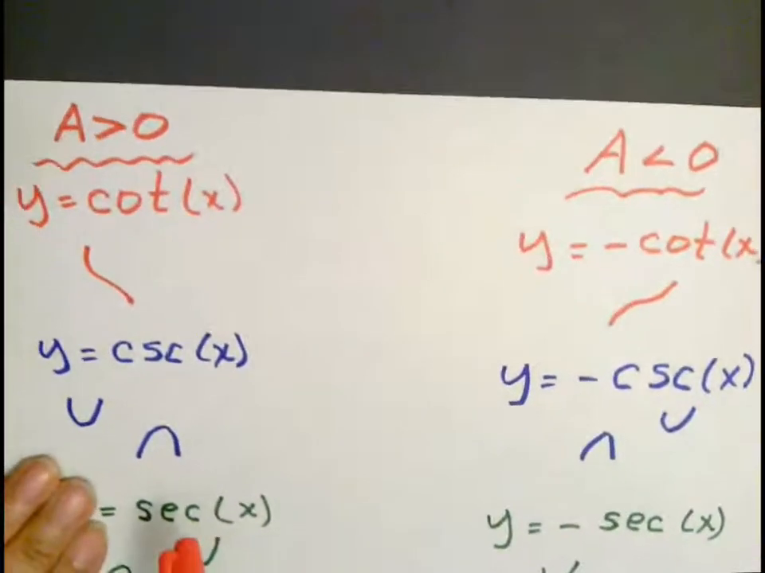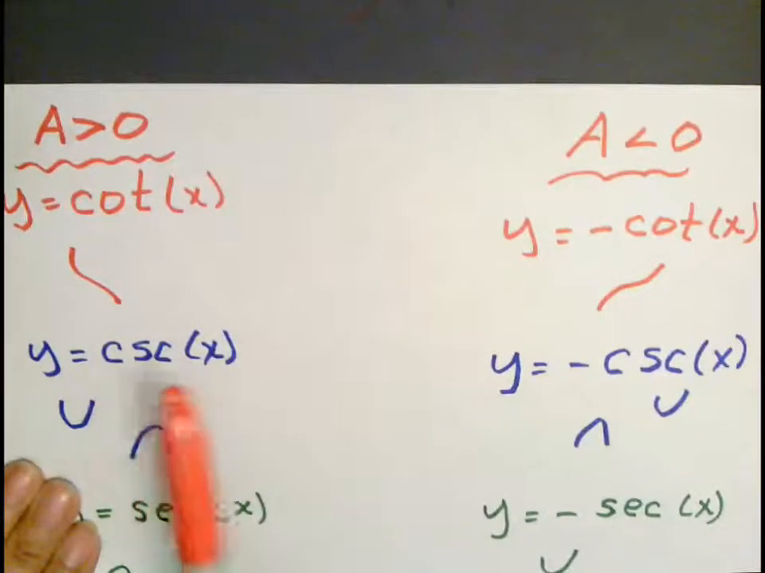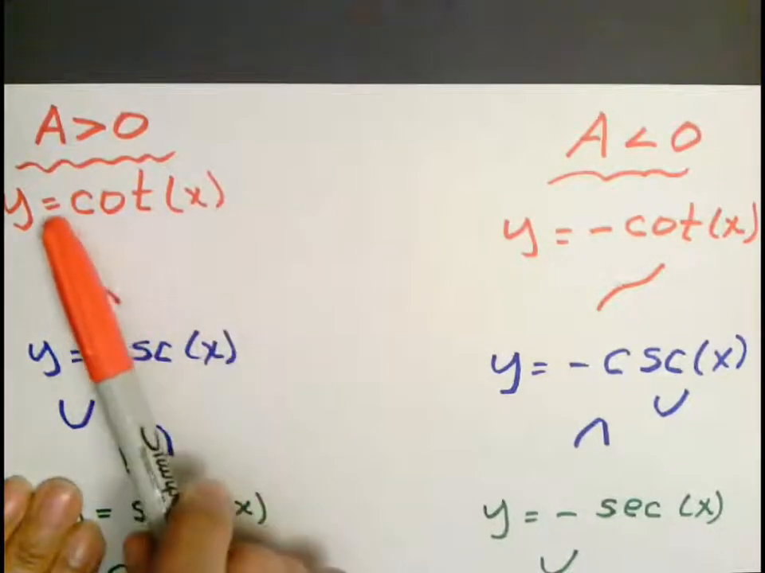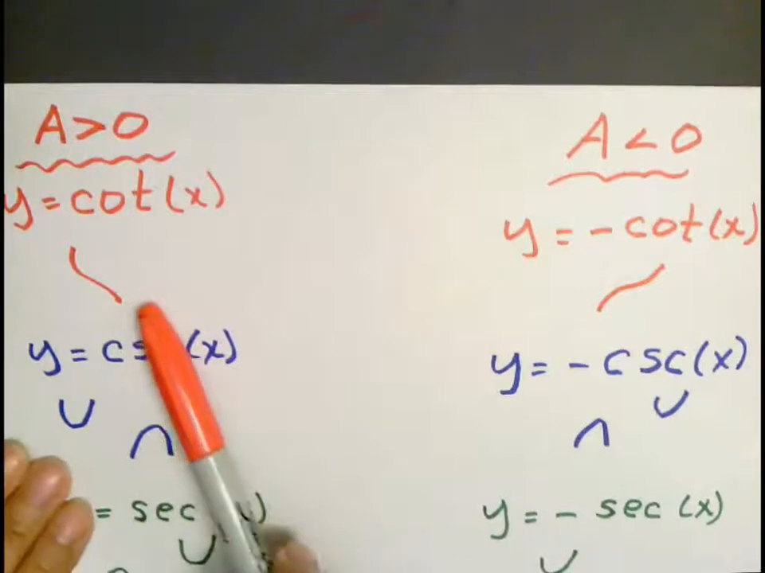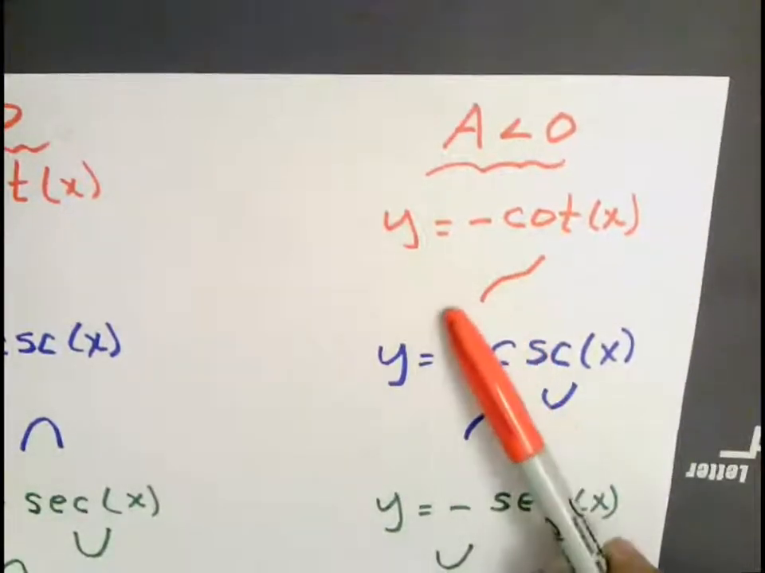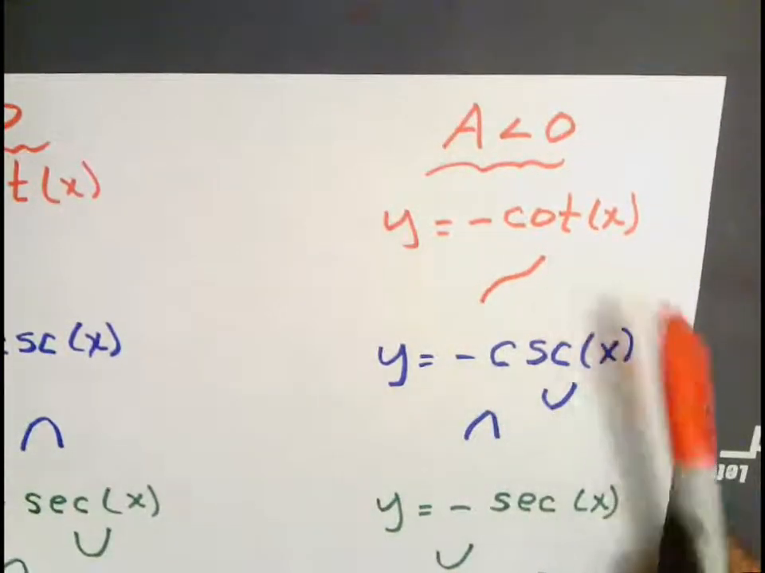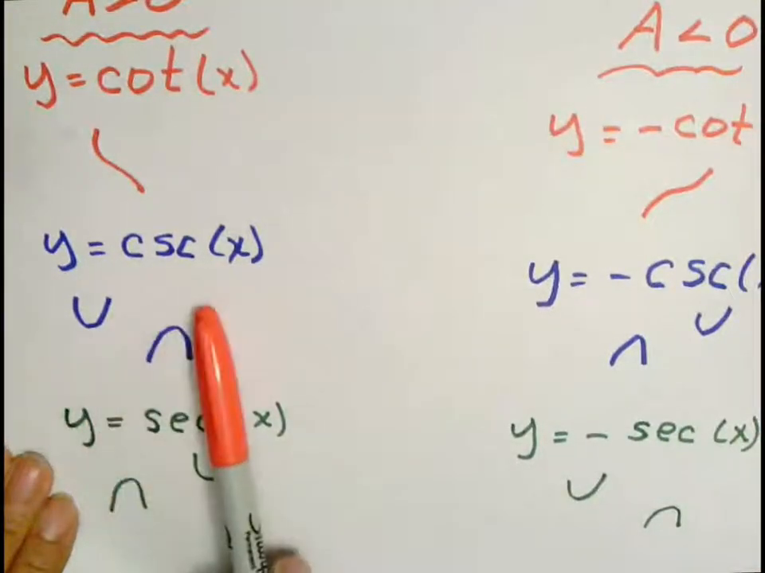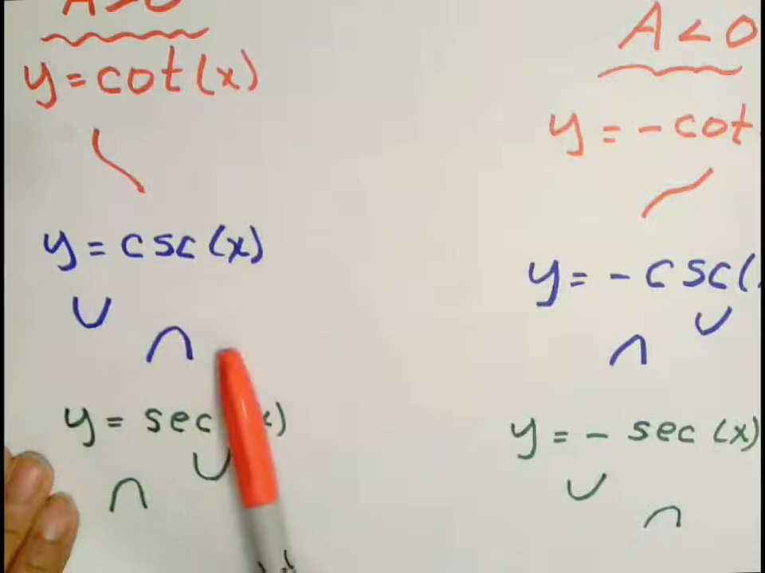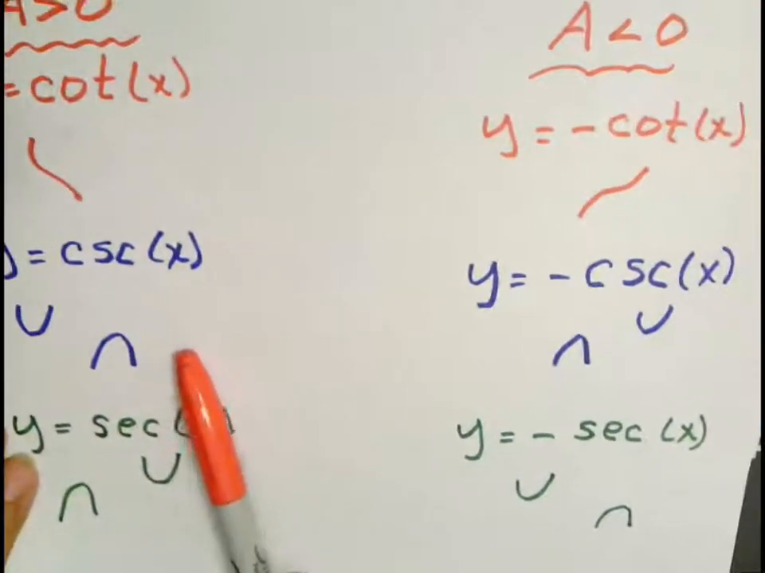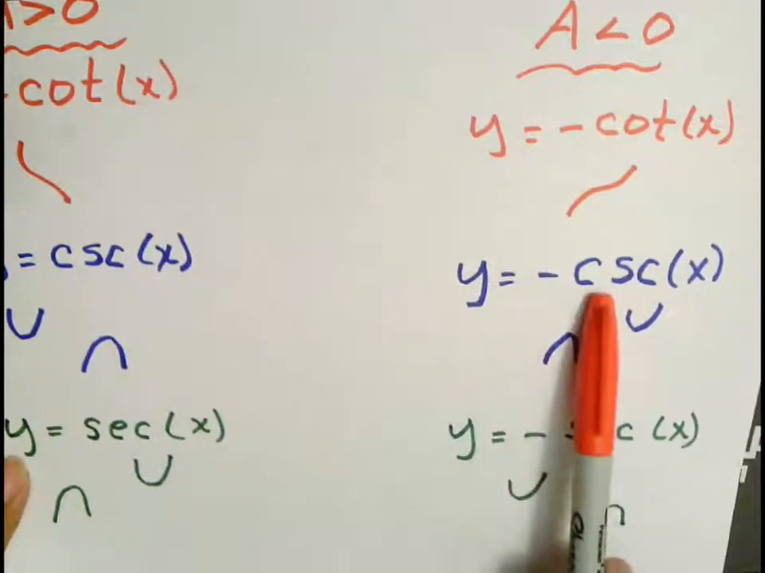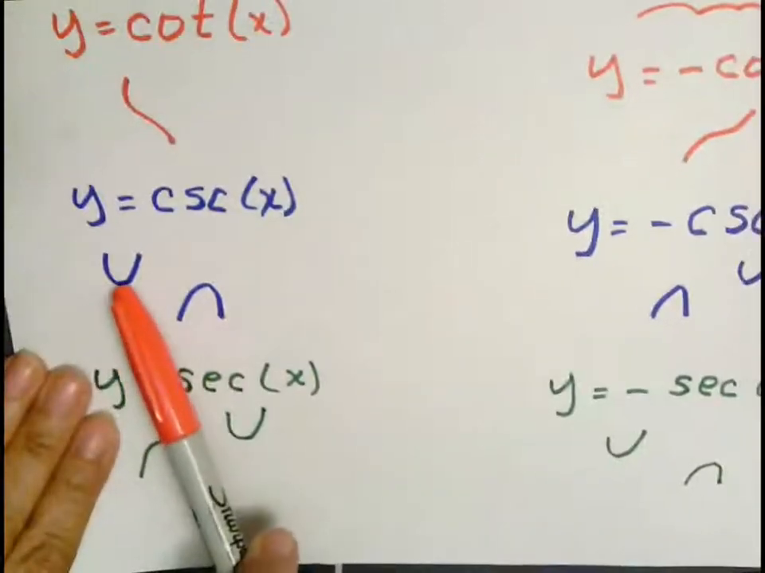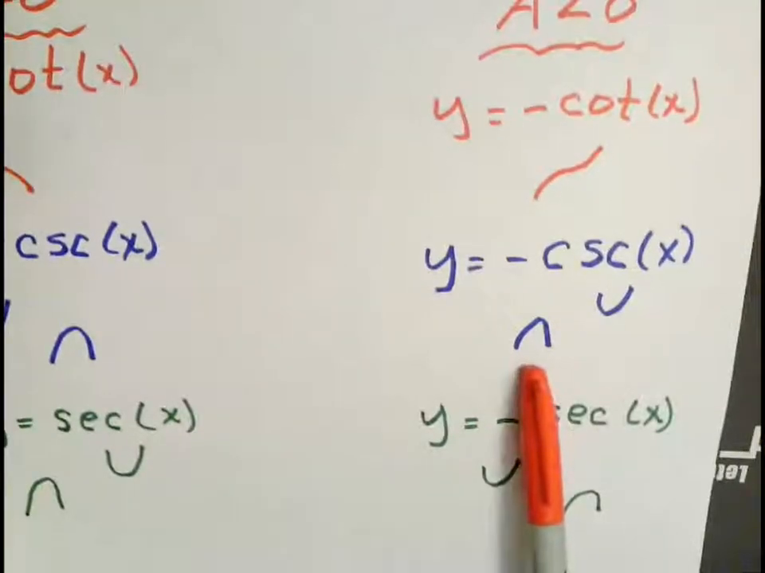For the cotan, if y equals cotan of x, you see as we move from left to right, it's a decreasing function. But if you make it negative, you see how it becomes an increasing function as we move from left to right. We have two branches when we do our cosecant function, like a concave up and a concave down. But when you do the negative cosecant of x, you see the concave up becomes concave down. The concave down becomes concave up.